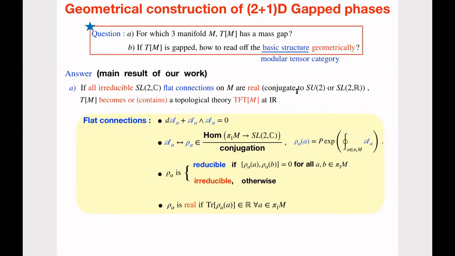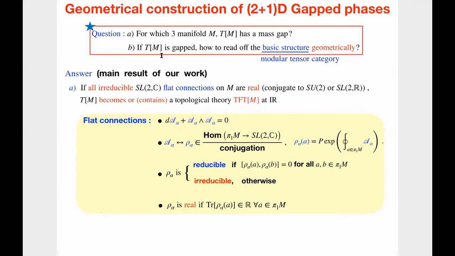So this is a picky question. Your question is for which three manifold this has a mass gap, and your answer is if the flat connections are all either SU2 or SL2R, then they will be topological. So I assume that by topological you also mean it could be gapless, like a non-unitary theory or something. Your question is when this has a mass gap, but your answer didn't say mass gap, you say topological, which assumes you mean it could be non-unitary, which most people believe is gapless.